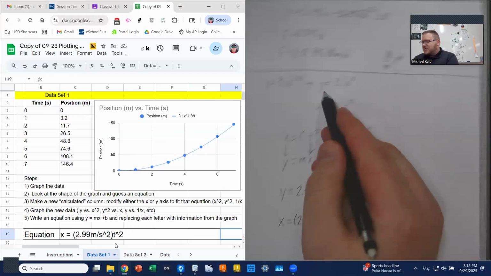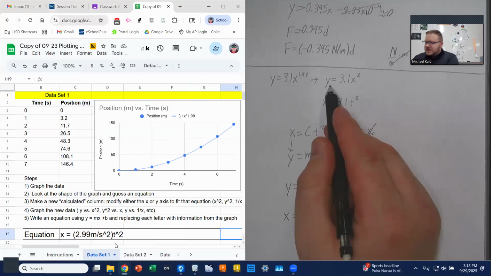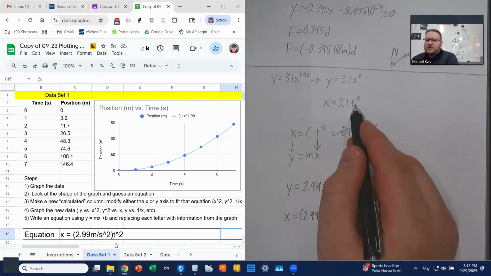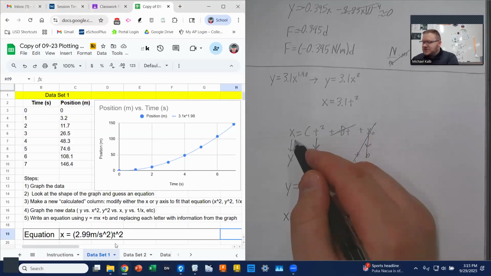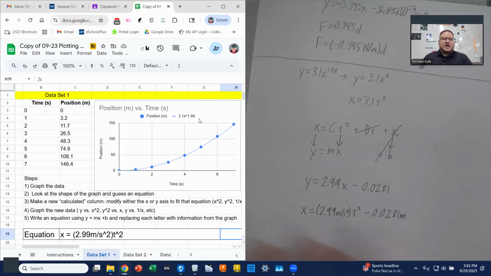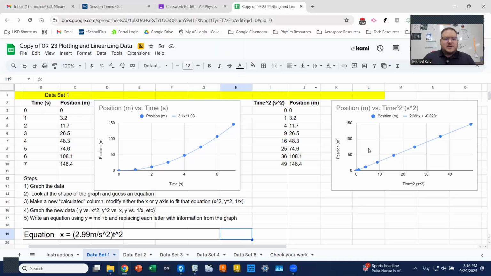You look at the type of relationship you get. In this case, it was quadratic, so position was proportional to time squared. So I plotted position versus time squared. And that's all there is to it. Now, not all of them will be squares, but look at the relationship. The power fit is especially handy here. Look at the kind of relationship it gives you. All right, so that's how you do plotting in Google Sheets and how you do linearization.